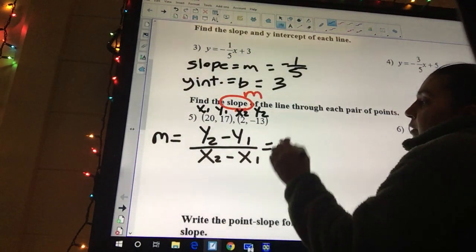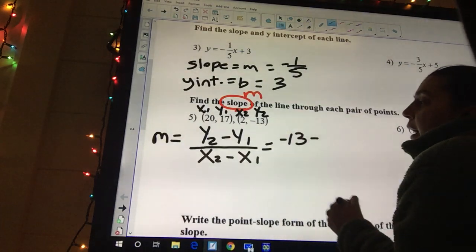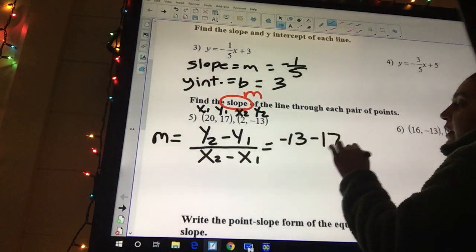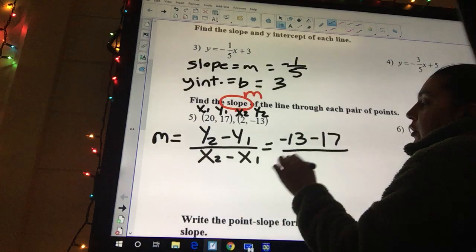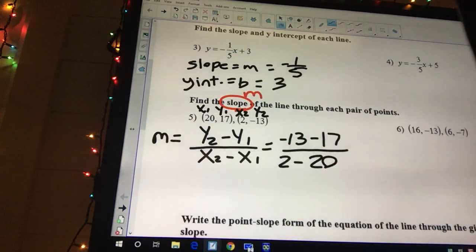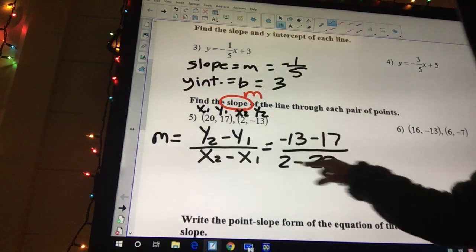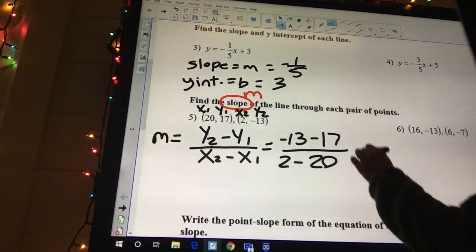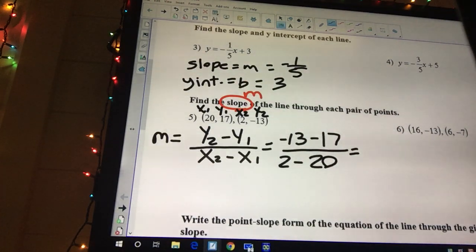So my y2 is -13 minus y1 is 17. X sub 2 is 2 minus x sub 1 is 20. On the Desmos calculator, either on your iPad or on your phone, you can just type this whole thing and it's going to spit you out an answer, as a fraction and in decimal form.